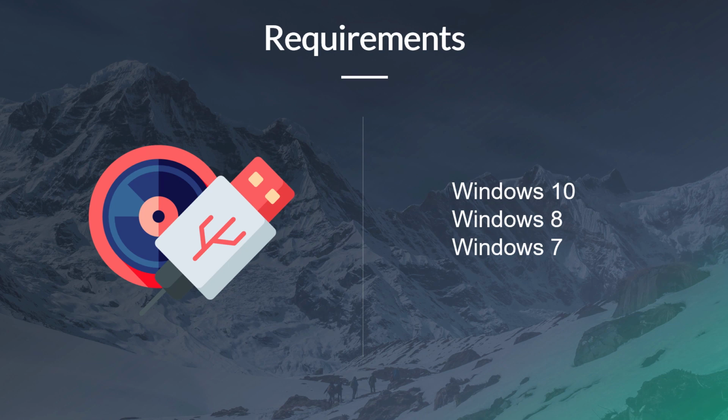So let's go over the requirements. The only thing you'll need is a USB or a DVD that you can boot into using the Windows 10, Windows 8 or Windows 7 setup. The steps can be recreated on any of the Windows setups. You just need to follow along and understand what's going on. If you don't know how to create a bootable USB, I'll leave the steps in the description down below.